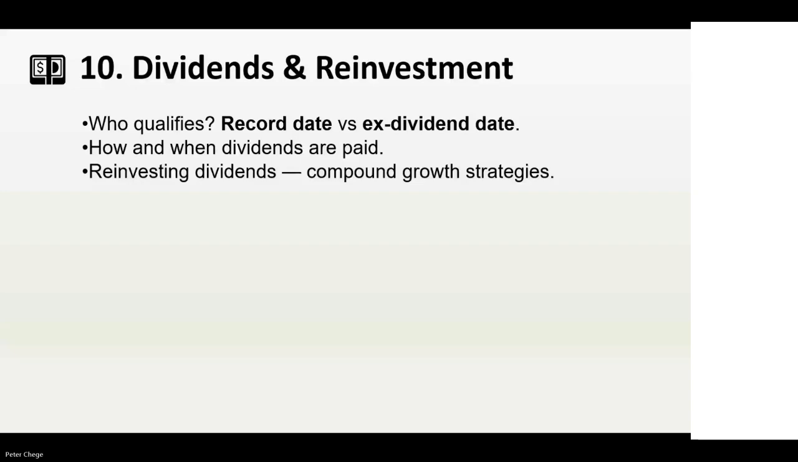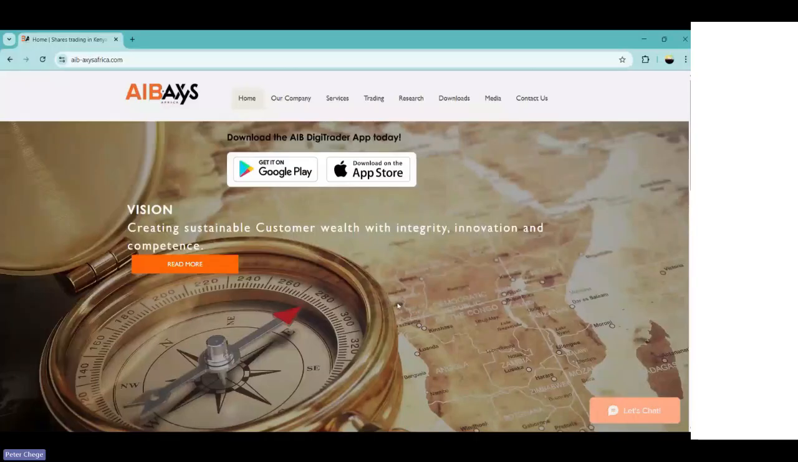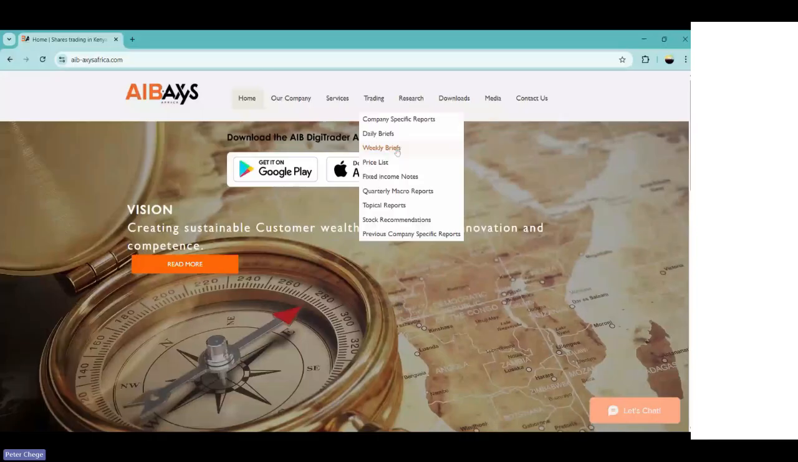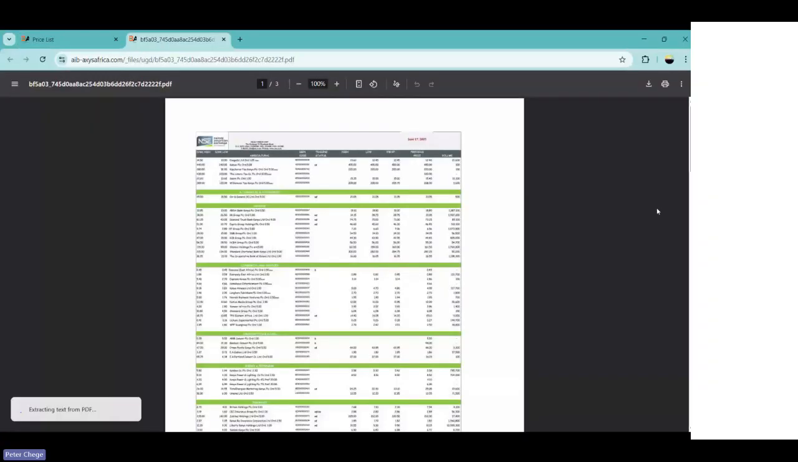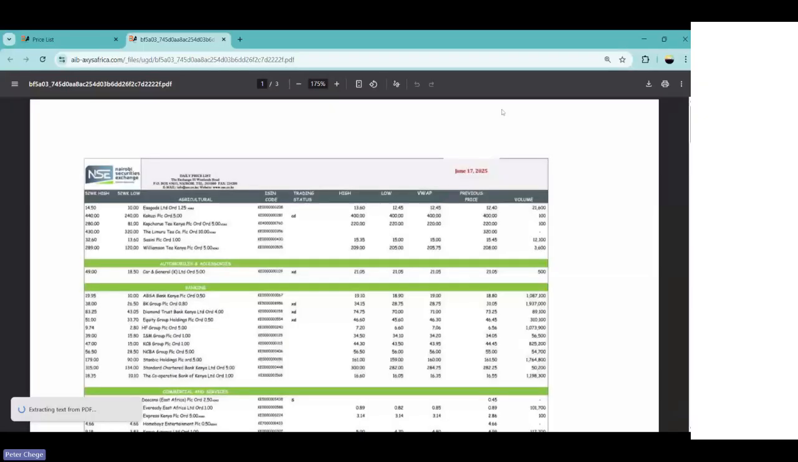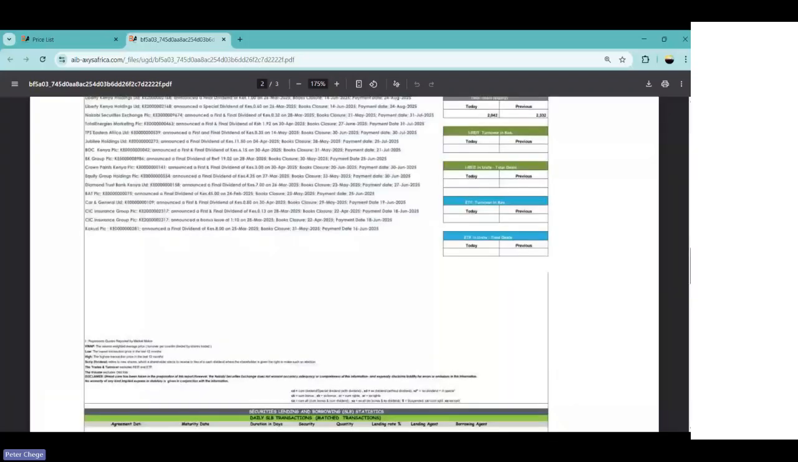So let's go to the reports that have that dividend. You go to our website, you go to research, you go to price list. I explained, you go to the equities price list or our stock recommendation. Let me zoom this out, scroll down. This is coming from the NSE directory. There is this part for corporate actions. I'm coming to corporate actions.